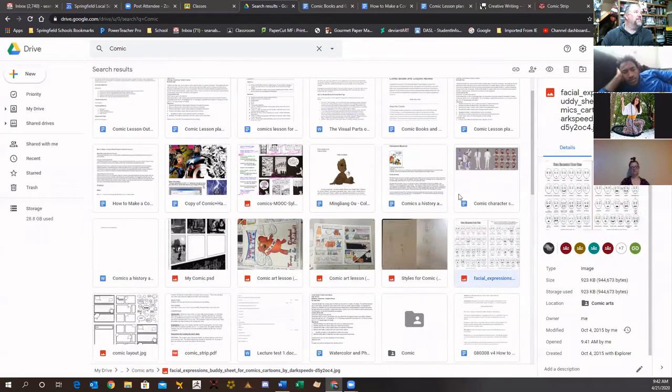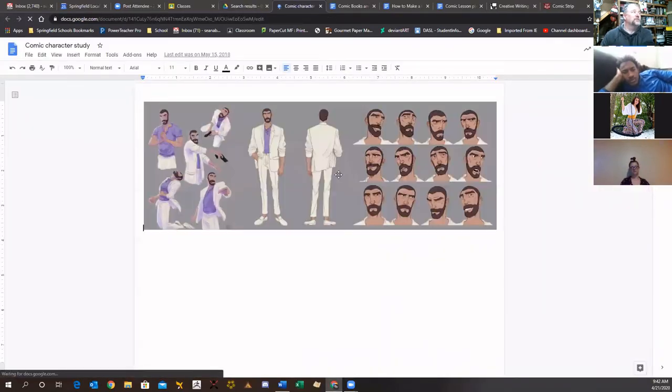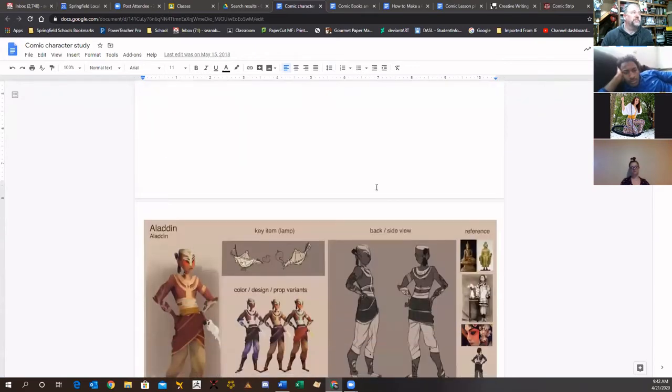The basics of a character design. As it loads, this is a good front, back, and there's a little bit of a side view. These are some action poses of the character. And then these are headshots. And we can see it is 12 headshots with different expressions.